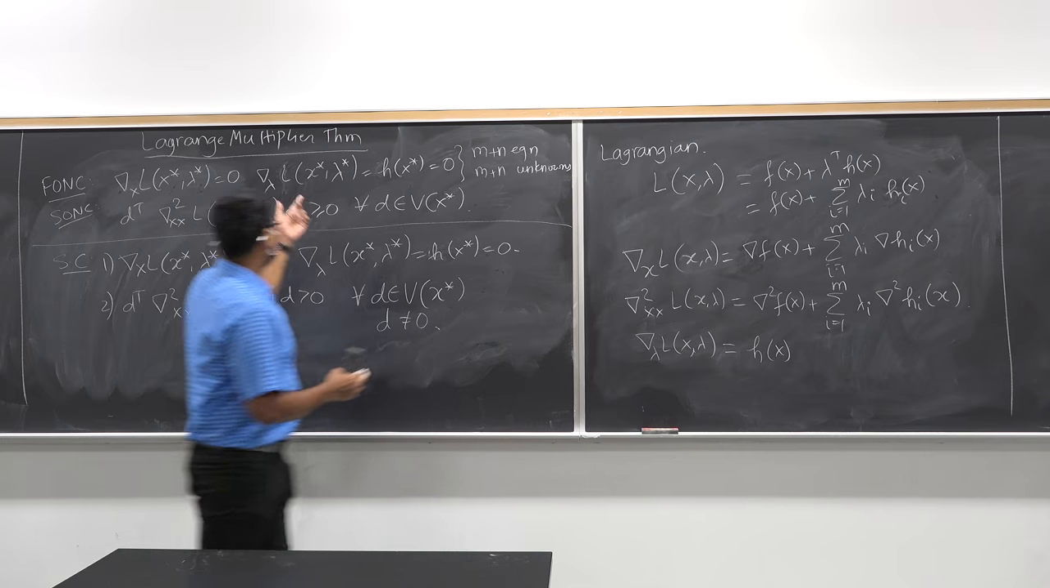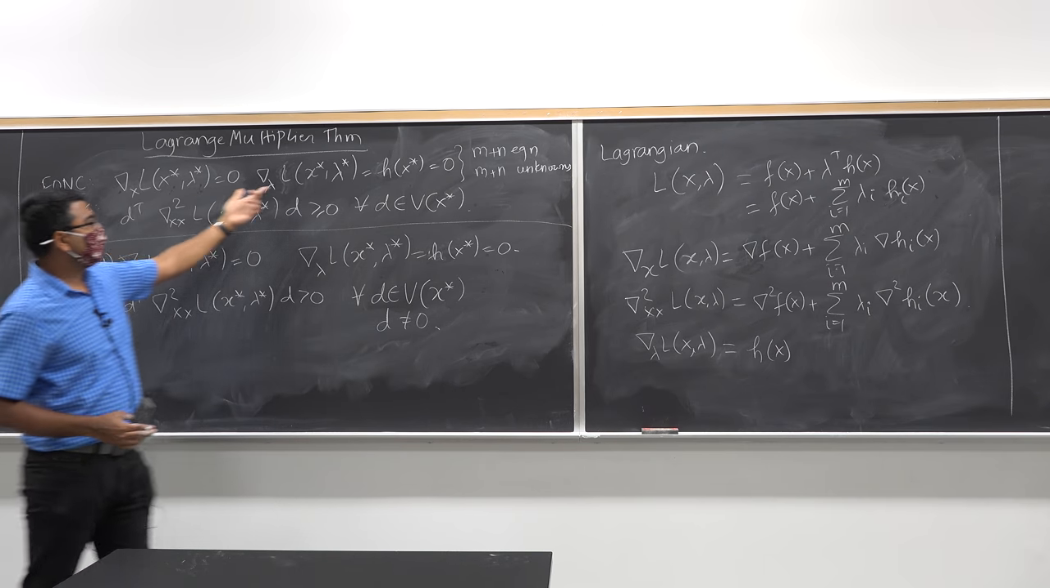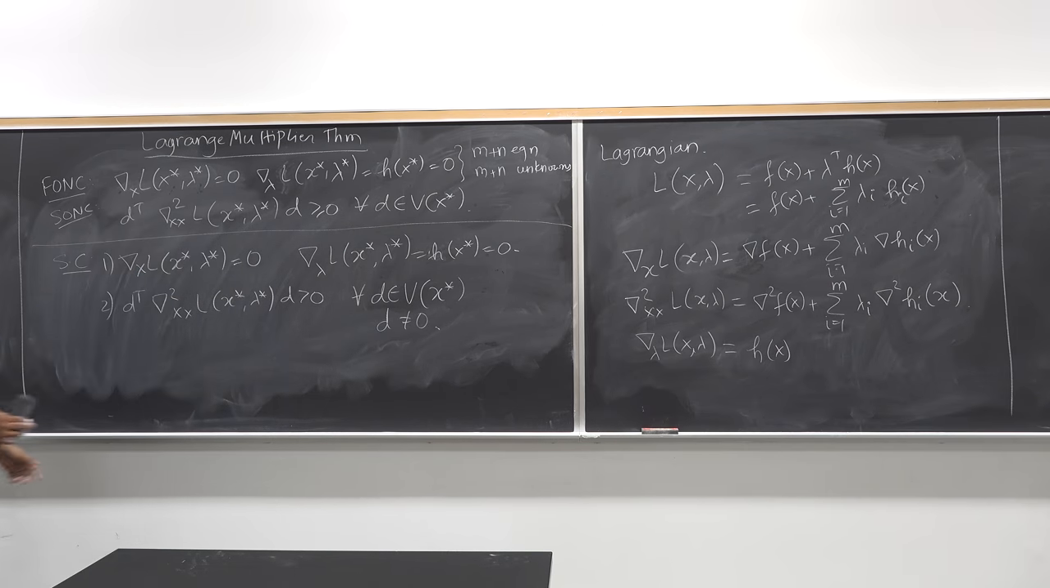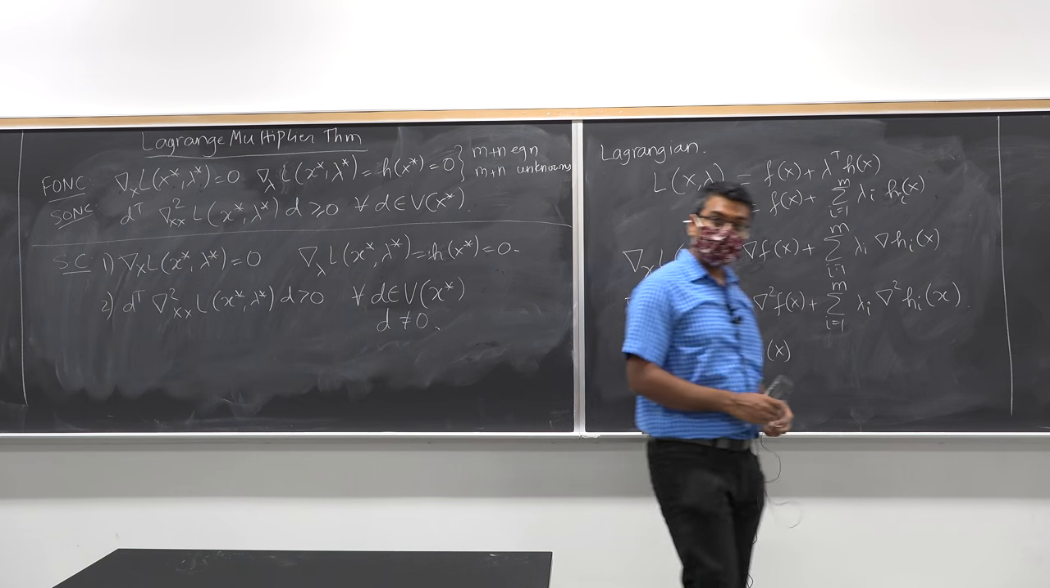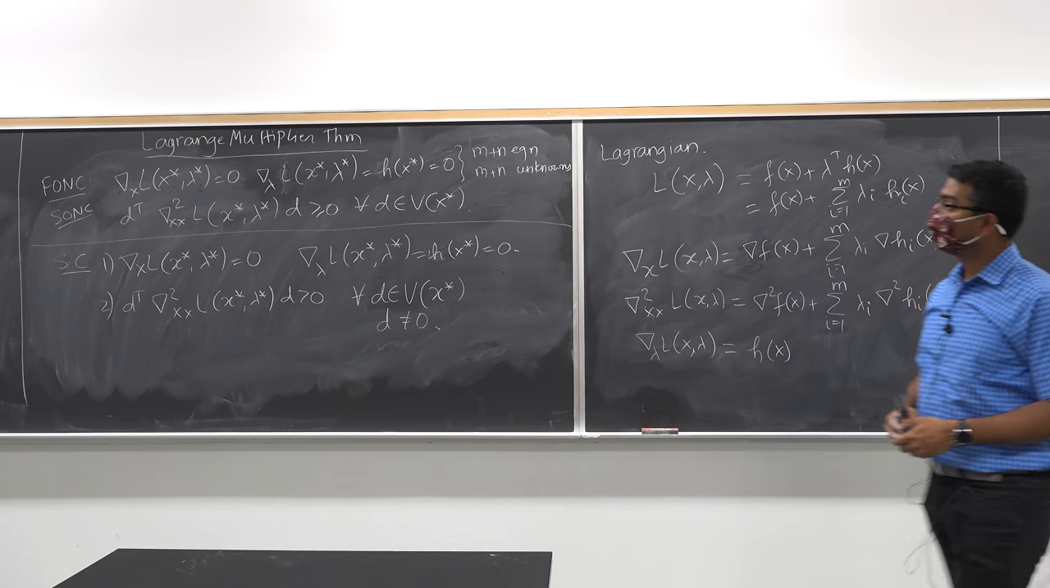And of course, both the derivatives have to vanish at x star comma lambda star. Okay, so that was the Lagrange multiplier theorem. Now, the next topic that I want to discuss is what is known as the KKT theorem, the Karush-Kuhn-Tucker theorem.